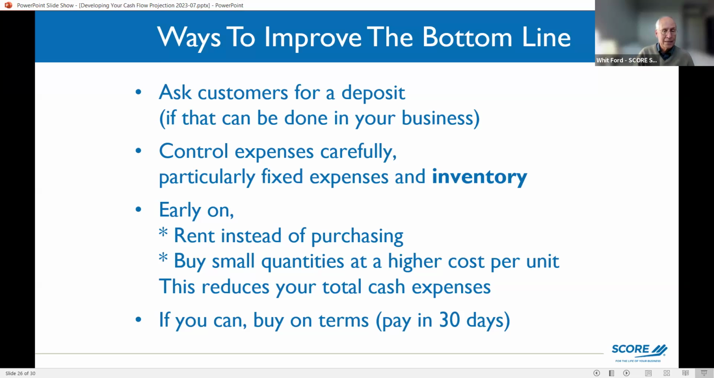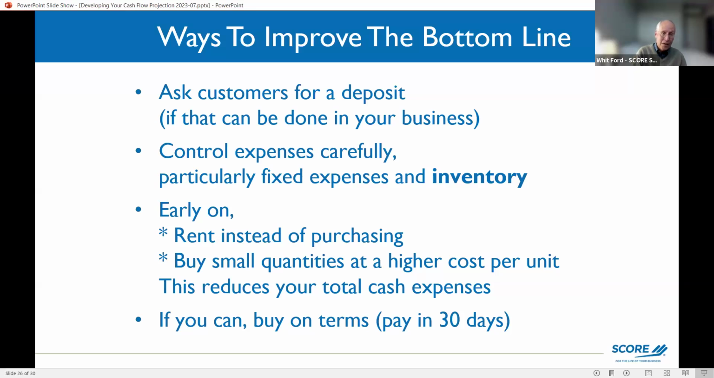So look at the expenses that are fixed for you, that do not vary with revenues, and try to control those carefully from day one. So if you can rent instead of purchasing, it hurts your profits by a bit, but it helps your cash a lot.